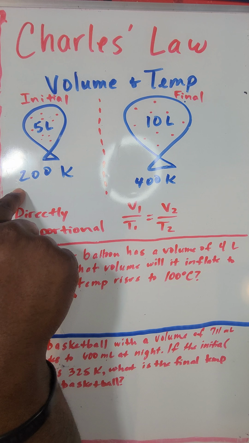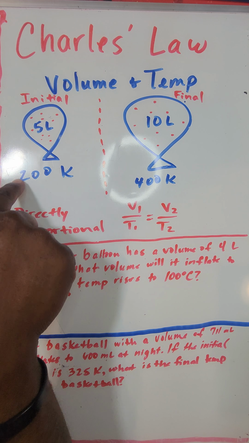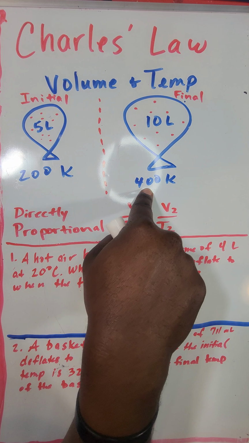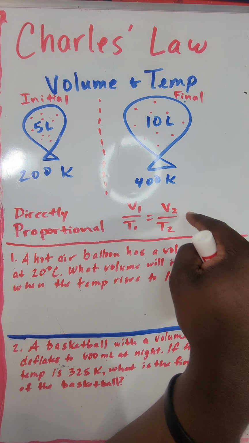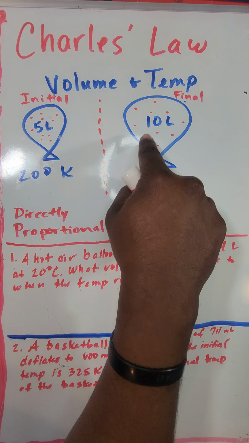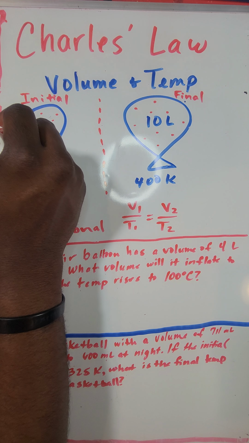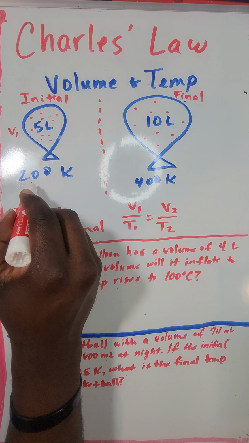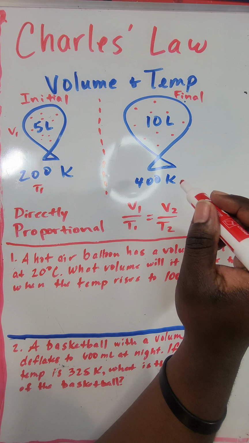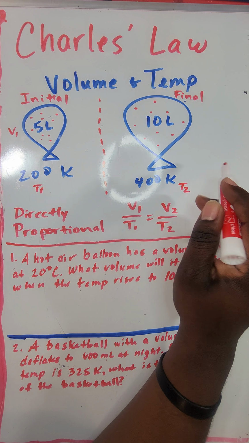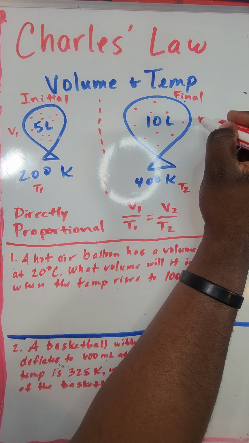So initially, our volume was at 5 liters and 200 Kelvin. When we changed our temperature to 400 Kelvin, our V2 then becomes 10 liters. Let me do that. I like that. So 5 liters would be my V1. 200K would be our T1. 400K would be our T2. And 10 liters would be our V2.